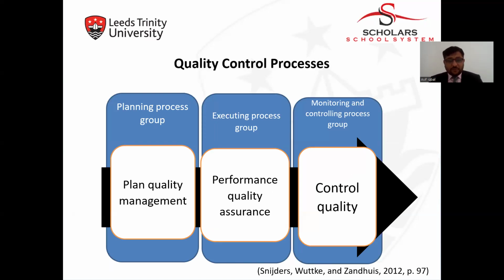How is the quality control process going to flow? First of all, the planning process group, to plan the quality management. Then they will execute it in the executing process group, where they perform quality assurance. And at the next step, they monitor and control in the monitoring and controlling process group, to control quality. So all these things are flowing in this process. They plan it, execute it, and monitor and control it.